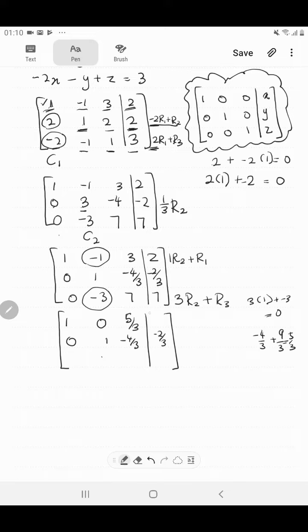You do the same thing, you should get 4 over 3 here. For 3, piggyback right on row 2. So 3 times negative 4 over 3, and then bring to 7.